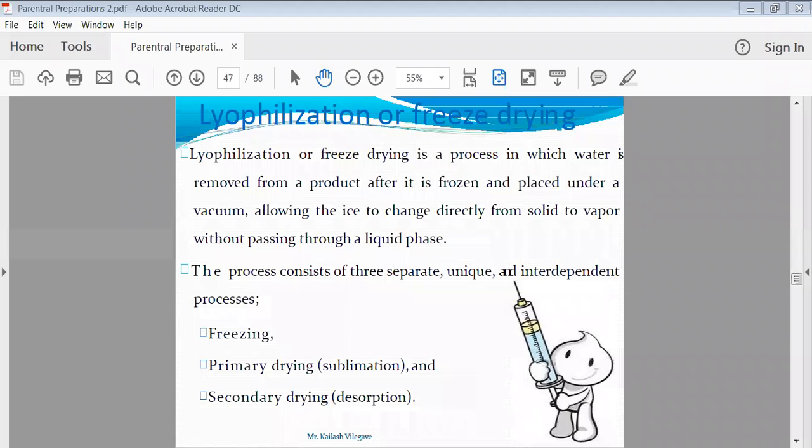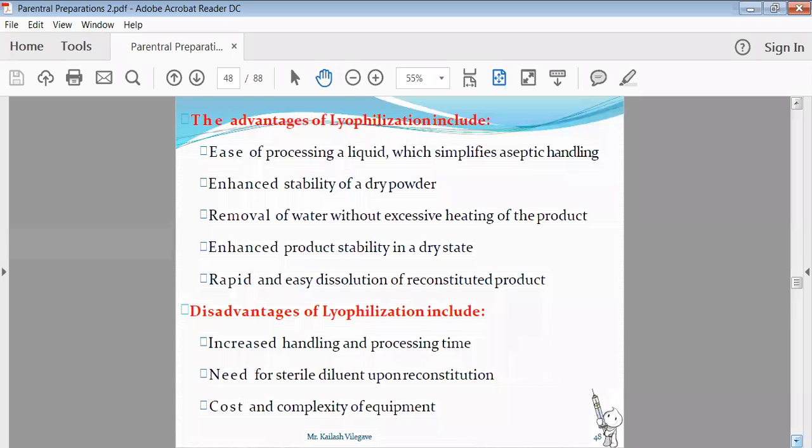This technique is called lyophilization, and it is used for most biological products to make them stable. Most vaccines, most RBCs, dry plasma. To increase their life, we apply lyophilization, the freeze drying technique. The advantages of lyophilization are that it is a very easy process, especially for liquid products, and aseptically we can dry them. It also increases the stability of the product because we are converting it into dry powder.